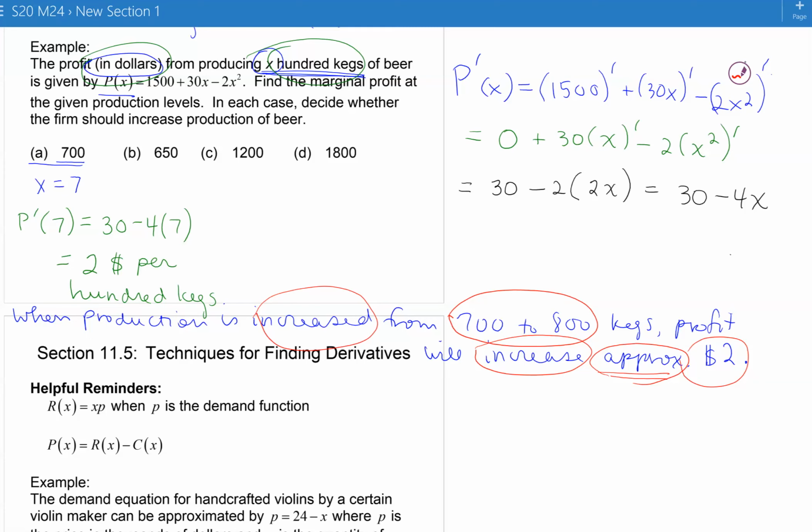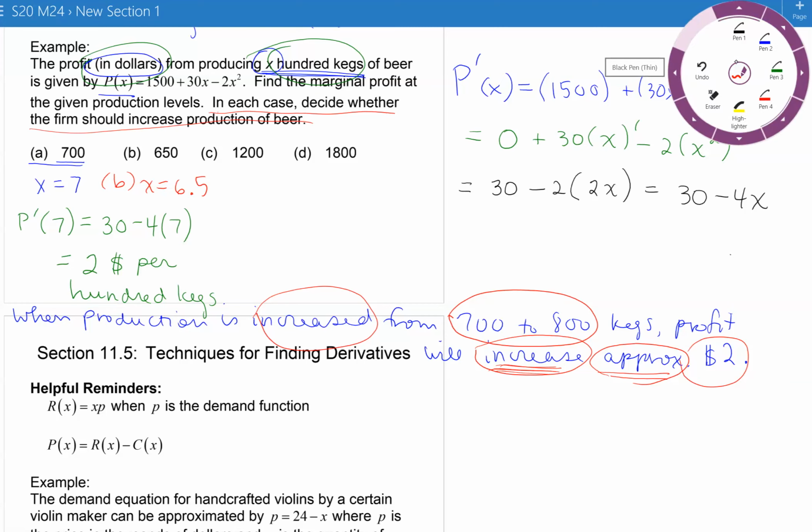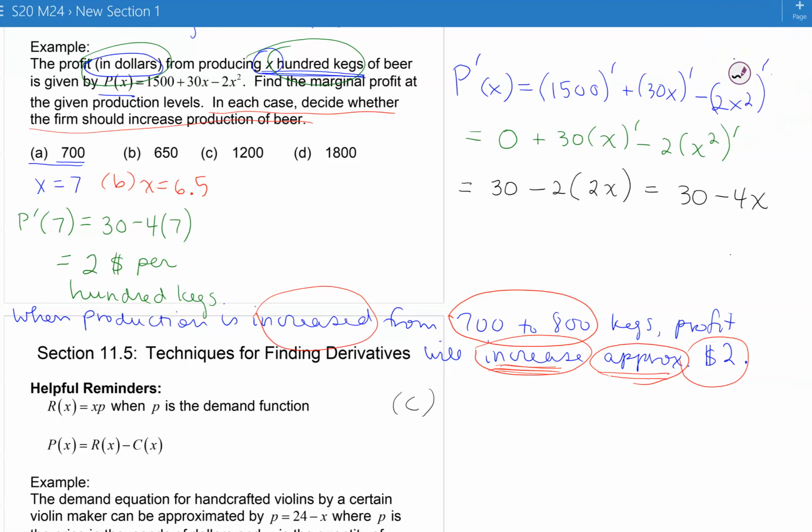Okay, so B, the important thing about the example B was that x is 6.5. And in this example, you would be increasing production from 650 to 750. But the one I want to do next is the 1200. Oh, and let me ask you in each of these cases whether they should increase production. Well, if their profit's going to increase, going from 700 to 800, they should definitely do that. But let's look what happens in case C, where I have 1,200 kegs of beer. So that means x equals 12.